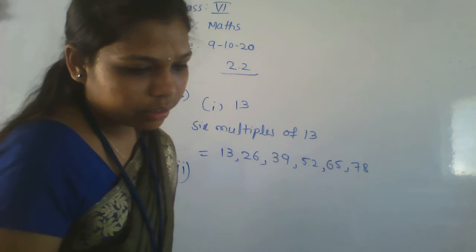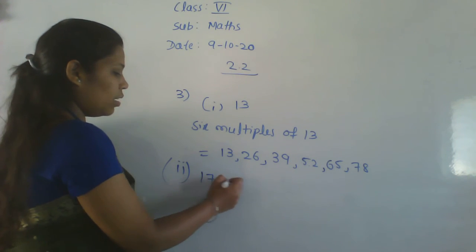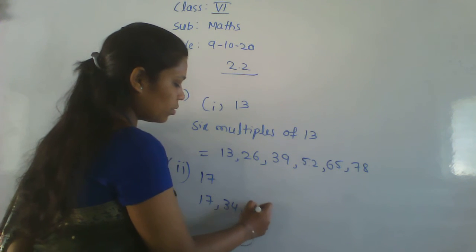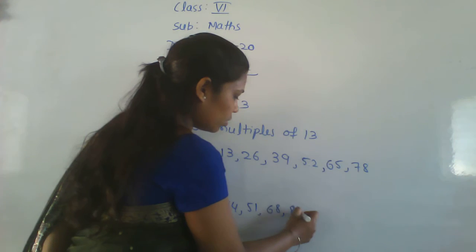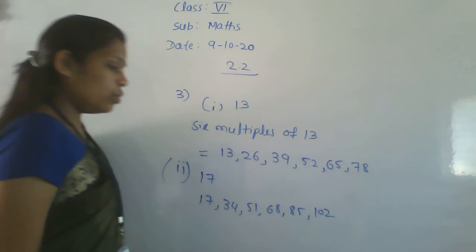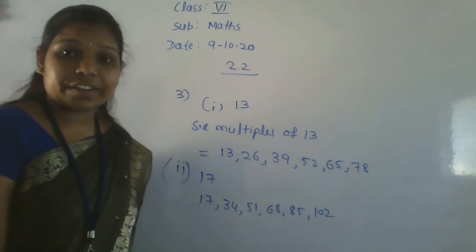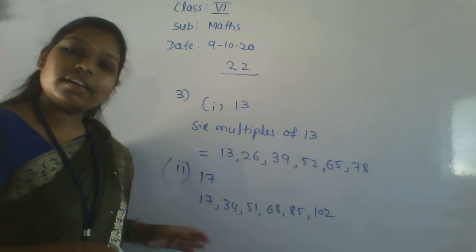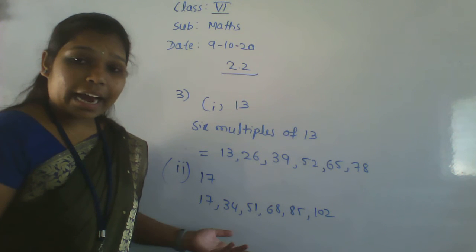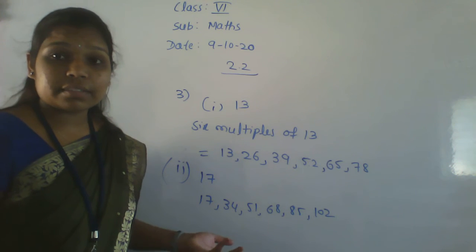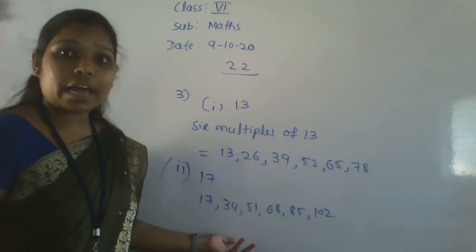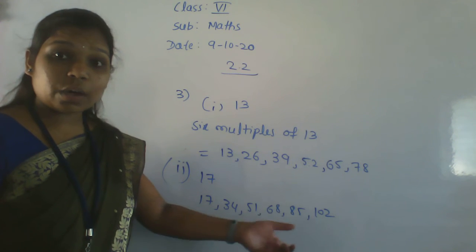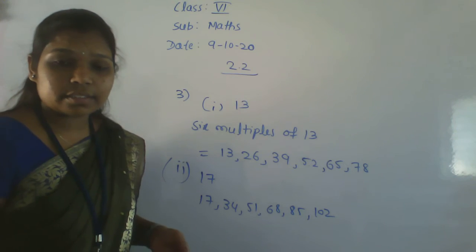Next one is 17. Write the 17 table. These are the multiples of 17, because multiples are always greater than or equal to the given number. These are countless, infinite numbers. You can multiply by 1000 also. 17 into 1000 is 17,000. 17,000 is also a multiple of 17.